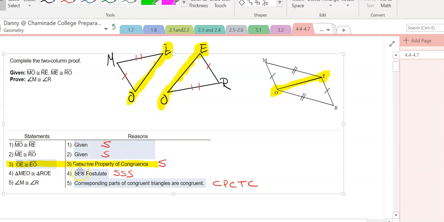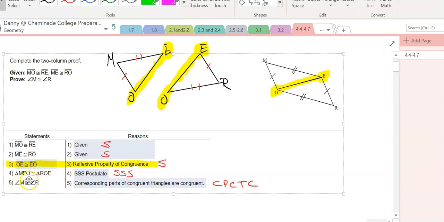And then this is in number 3. Since it's basically the same side on top of itself, that's where we get the reflexive property. And sometimes it's very helpful just to label. What is this? Is this a side or an angle? It's a side. Is this a side or angle? It's a side. Is this a side or angle? It's a side. So it's very easy to see, we can prove these triangles congruent through side, side, side.